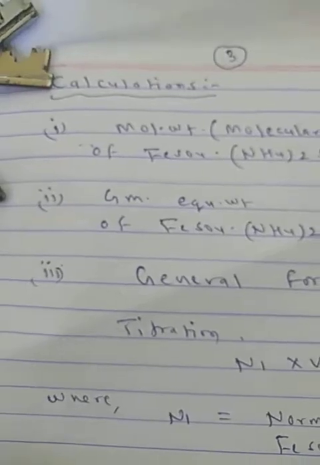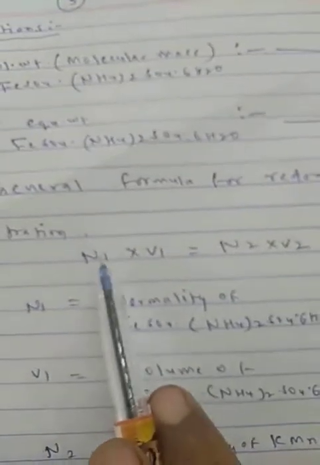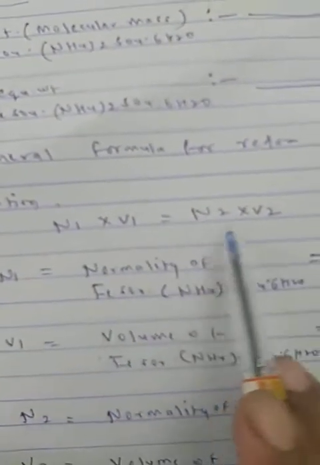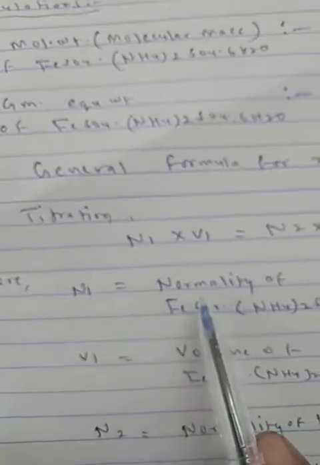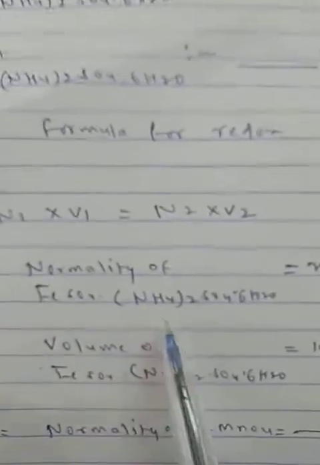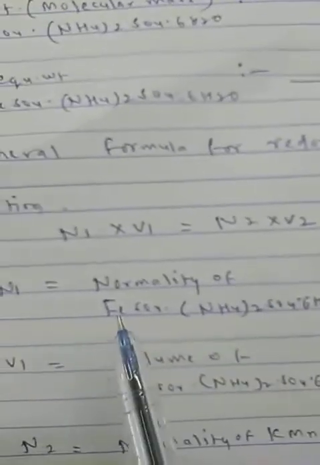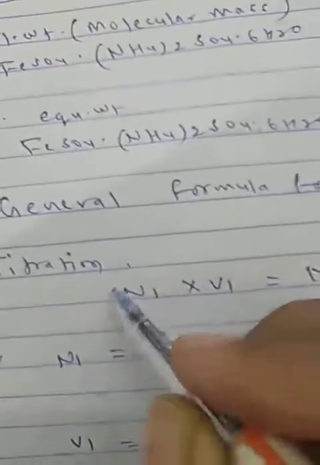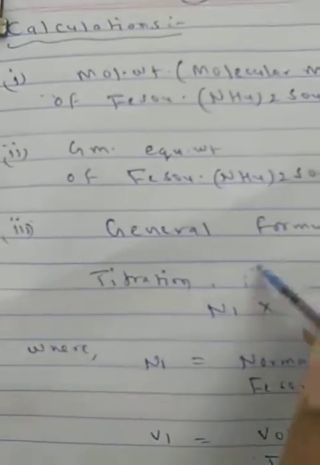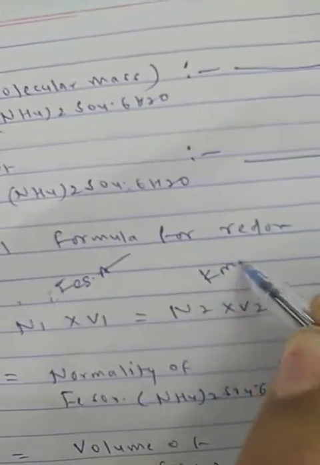Then third, the general formula for redox titration. You have to write N1V1 = N2V2, where N1 is the normality of ferrous ammonium sulfate, FeSO4(NH4)2SO4·6H2O, equal to X normal. That is the unknown. Here you have to write ferrous ammonium sulfate on this side, and this side is the KMnO4 side.